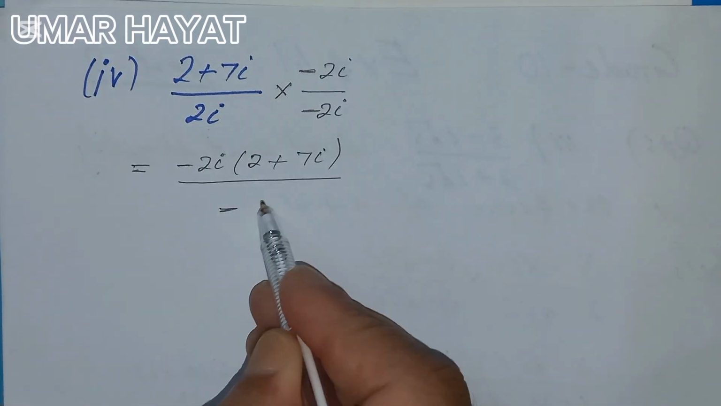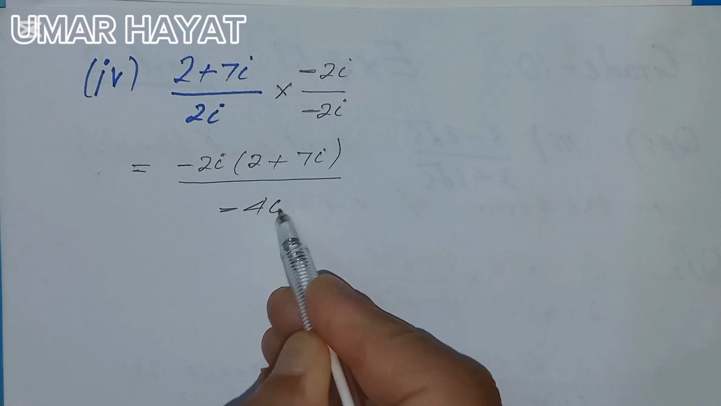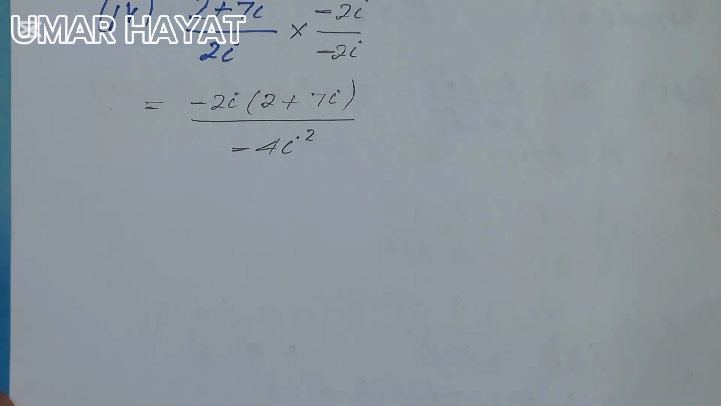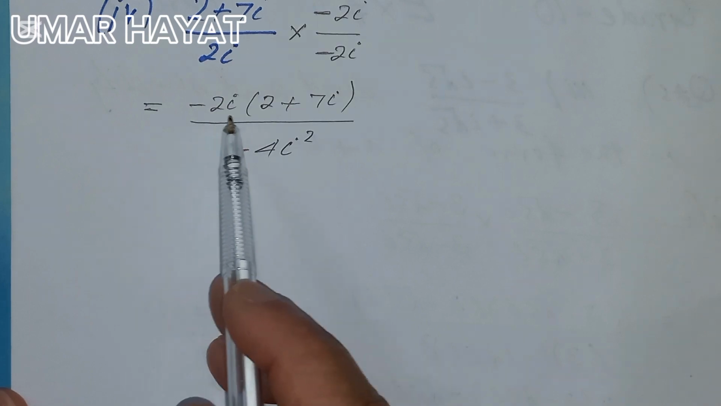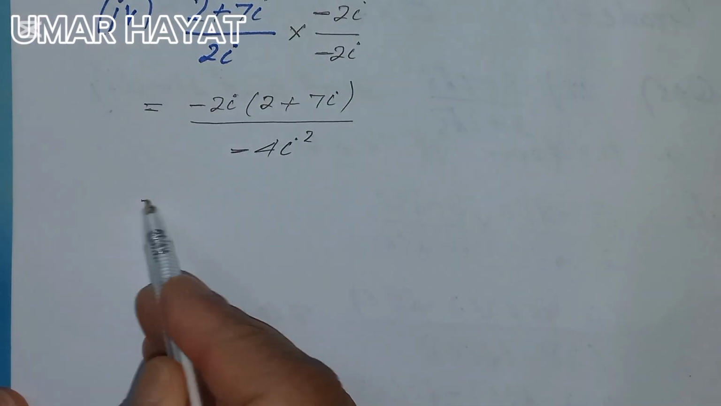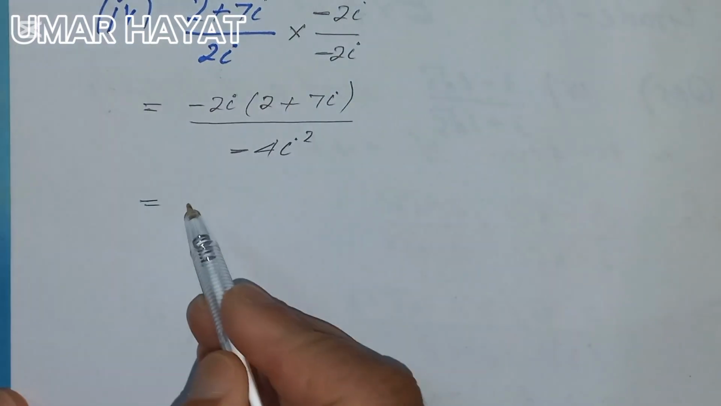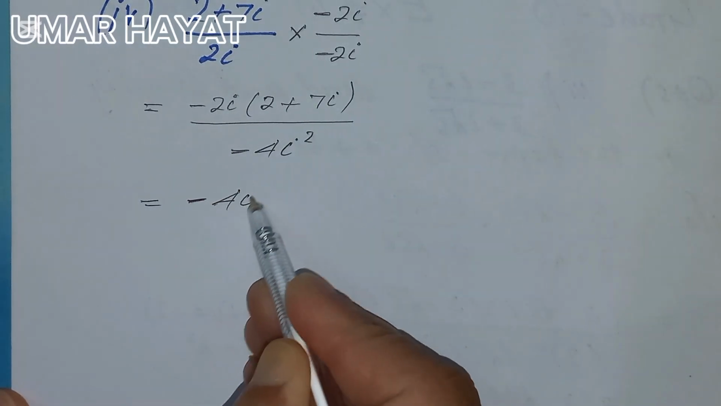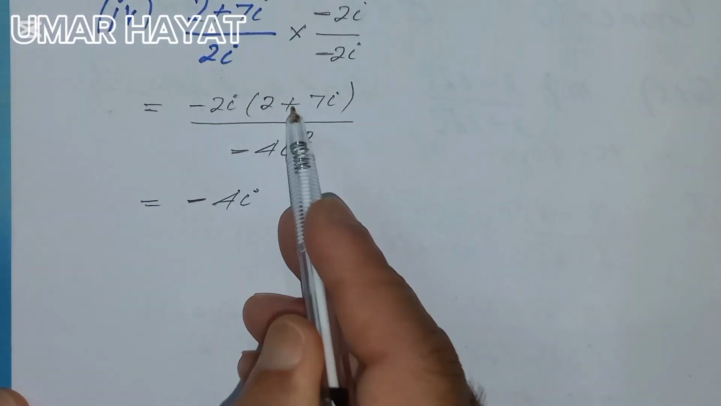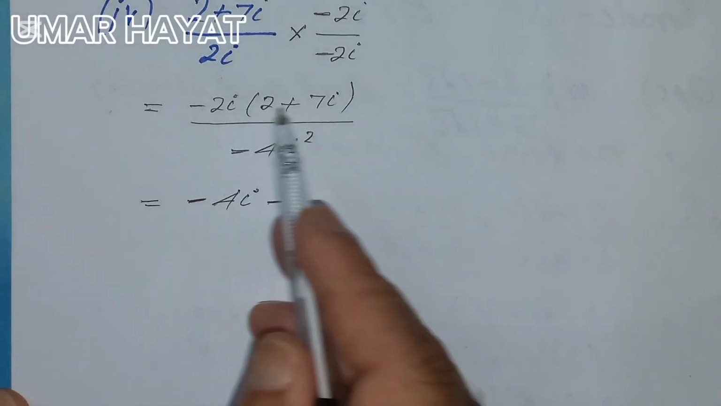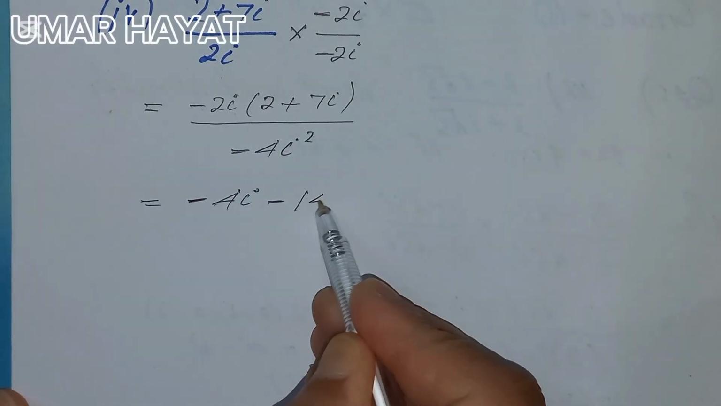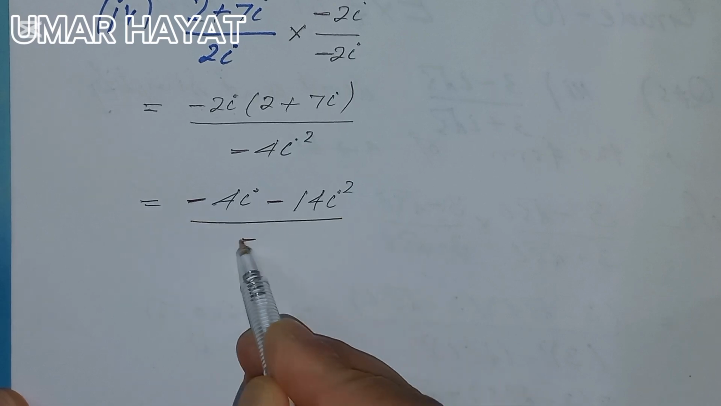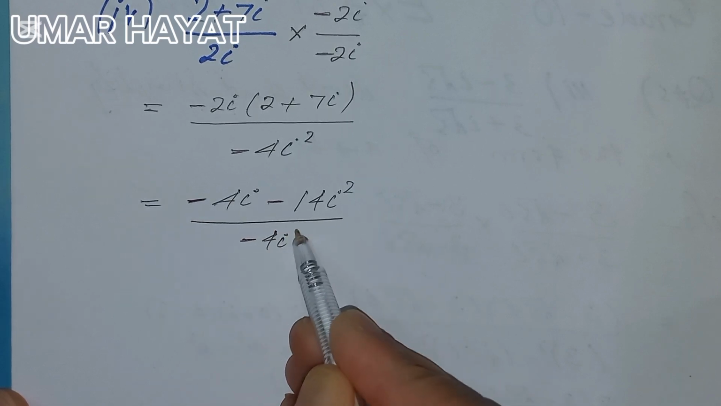2 times 2 is 4, and i into i gives i square. Now we will multiply minus 2i within the bracket. So minus 2i into 2, we will get minus 4i, and minus 2i into 7i, the answer is minus 14 i square, divided by minus 4 i square.